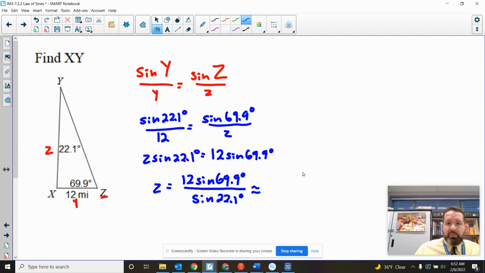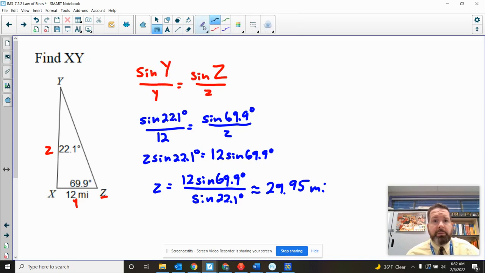Okay, I ended up with about a 29.95, and my unit again here is miles. So yeah, somewhere between double and triple. So the big takeaway from your law of sines, if you've got an angle and the side across it, you can use the law of sines relationship to solve for that other missing side.